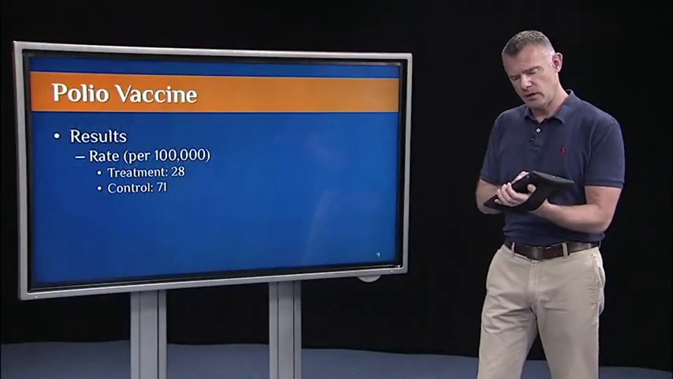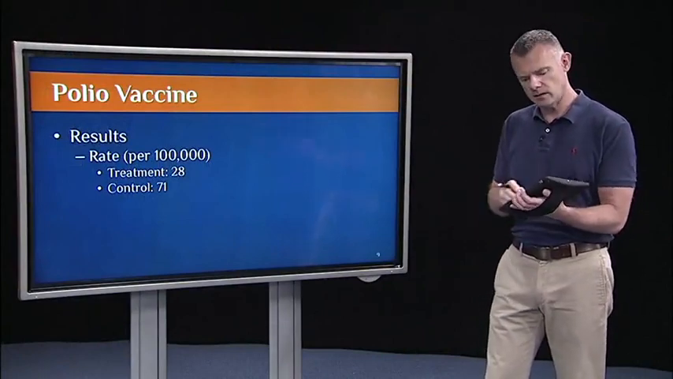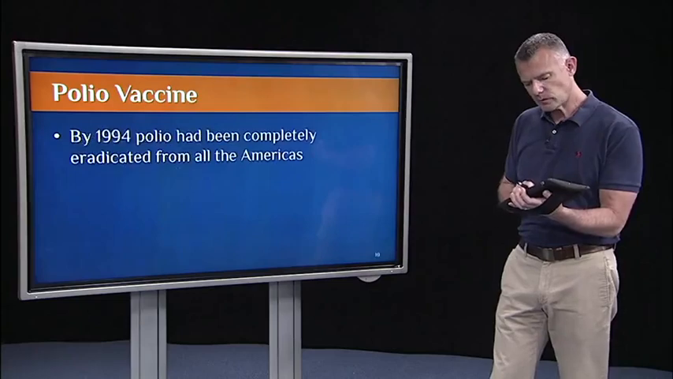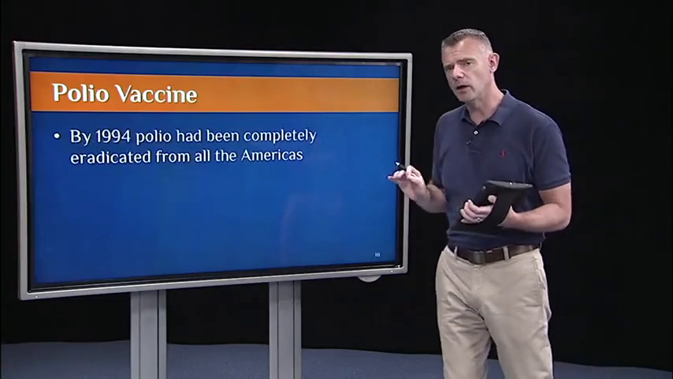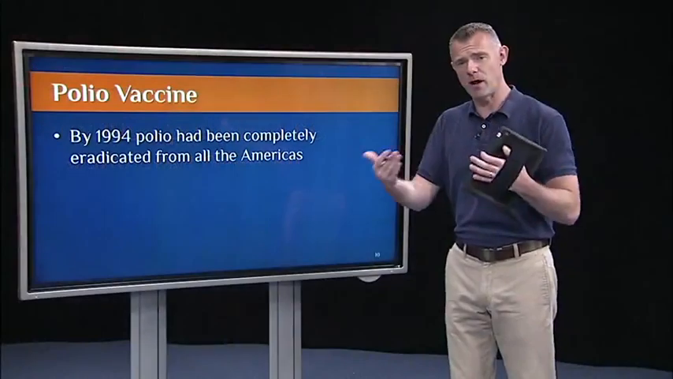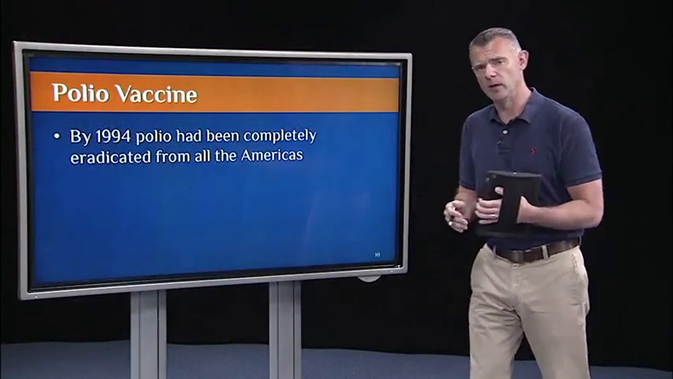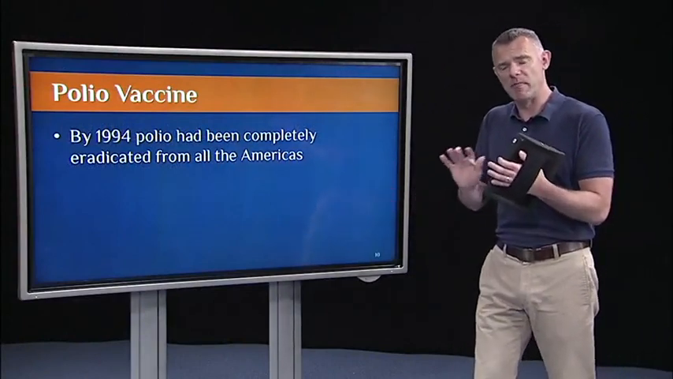And sure enough, the US continued to use the Salk vaccine, and by 1994, polio had been completely eradicated from all of the Americas. So this is a great success story of how we can see experimental research put to use to solve a problem and eradicate what I call bad stuff.